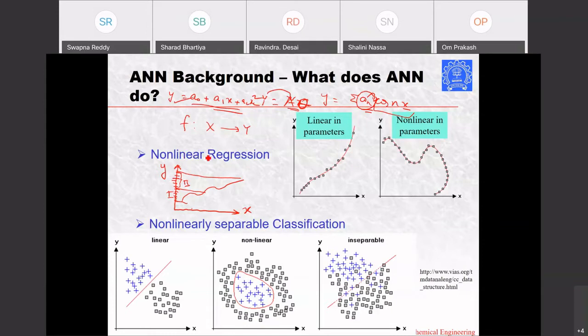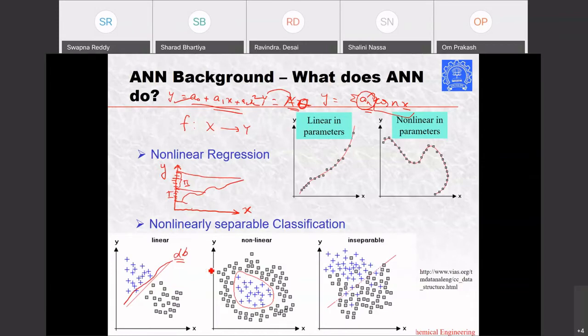So ANNs are very powerful tools for nonlinear regression. They are also very powerful tools for classification. Now, I have shown some 3 diagrams down, and you will see that there are 2 classes, the plus and the square. And you'll see that in the leftmost graph, I can draw a linear boundary. So this is known as a decision boundary. Okay. So if you have looked at logistic regression or a perceptron network, we draw a linear decision boundary.